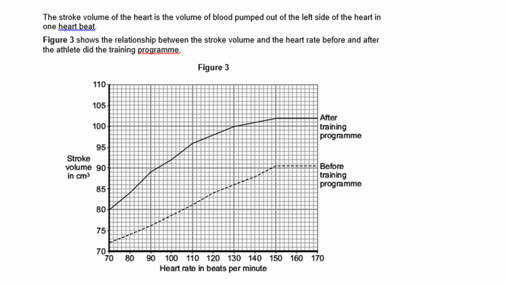Unlike the next question. So in this one, it gives you a little bit of information beforehand. So the stroke volume of the heart is the volume of blood pumped out of the left side of the heart in 1 heartbeat. Figure 3 shows the relationship between stroke volume and heart rate before and after the athlete did the training program. So this is our next graph. And going along the bottom, we've got the heart rate in beats per minute. And going along the y-axis, we've got stroke volume in centimeters cubed. And again, we have the after training program line, which is a solid line, and the before training program, which is the dotted line.